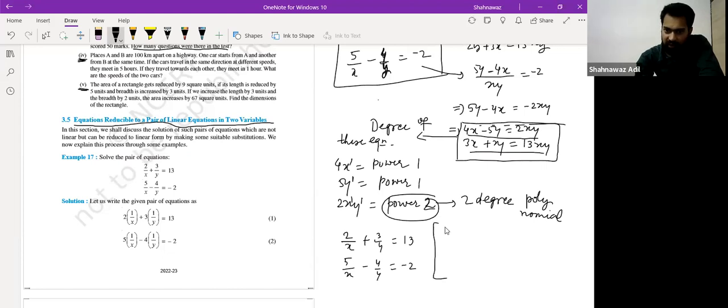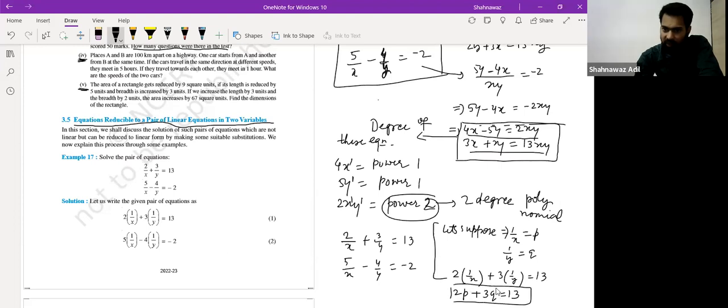So we can write, let's suppose 1 by x is p, right? And 1 by y is q, right? Then what will be these equations? This will be 2 times 1 by x plus 3 times 1 by y is 13, so this will be 2p plus 3q is equal to 13. Now this looks like a linear equation because p has power 1, q has power 1. Similarly, this will be 5p minus 4q is minus 2. So we got a pair of linear equations. This equation has been reduced to a pair of linear equations in 2 variables. Understood?